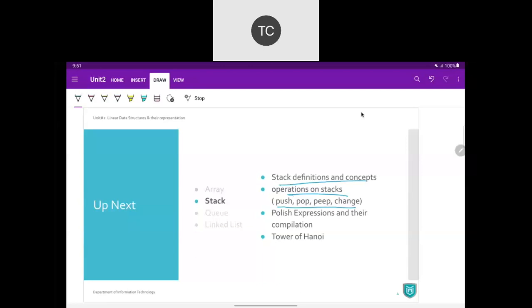And then next points are actually applications of stack. Stack is being used to convert your infix expressions, mathematical expressions, to prefix or postfix. So that's the polish expression and their compilation. Even we will see the evaluation. Okay, and the last one is Tower of Hanoi. Now, anyone knows what is TOH, Tower of Hanoi? It is just a puzzle.